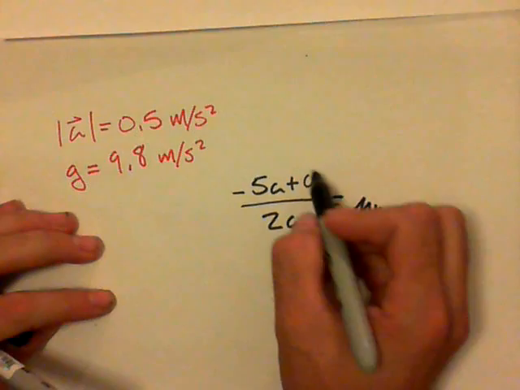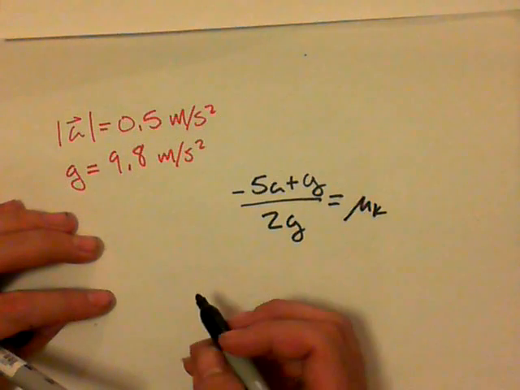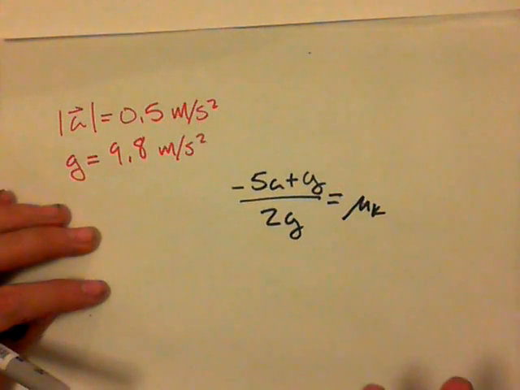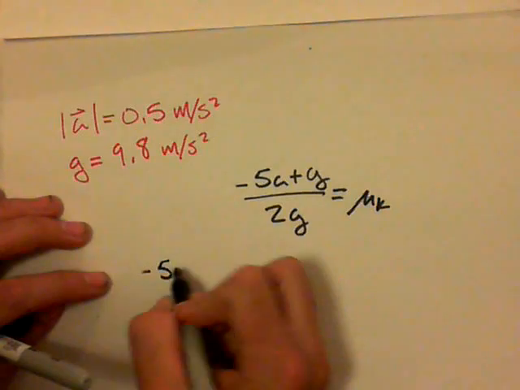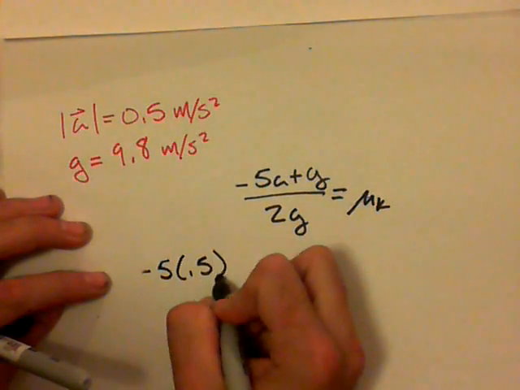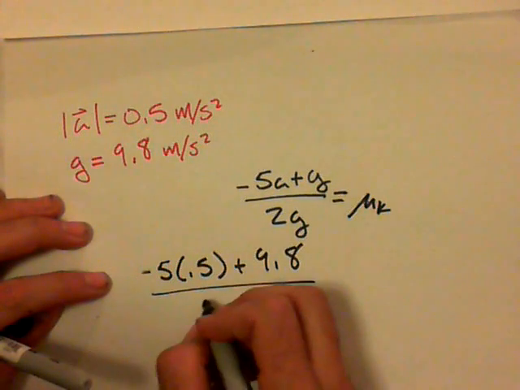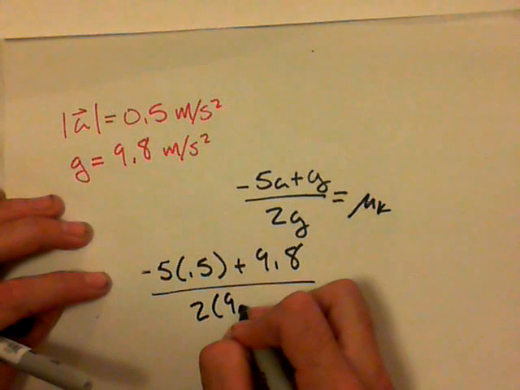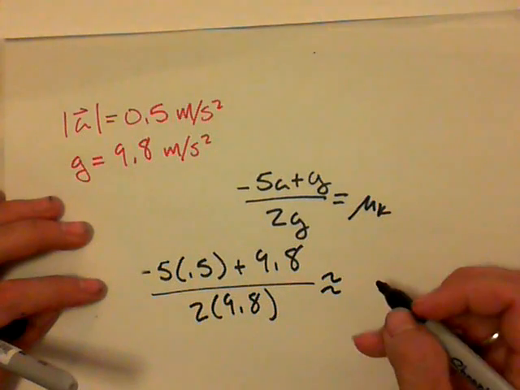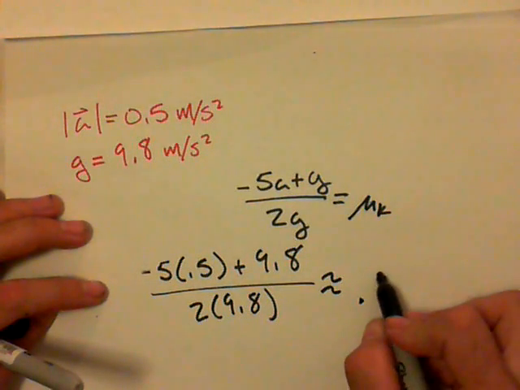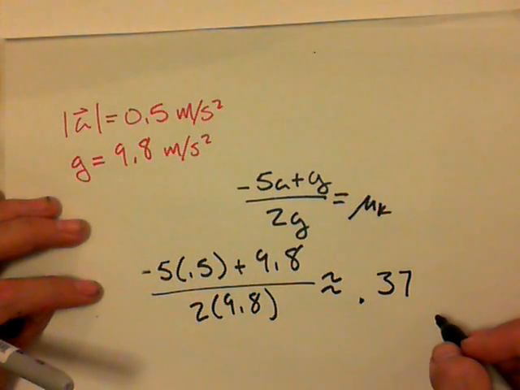And this is really the hard part, was getting to this, and not even getting the algebra. Really, it's just the setup that's the most dangerous part. The algebra is tricky, but it's not conceptually tough. So divided by 2 times 9.8, which should give us somewhere in the ballpark of 0.37. All right, and I think that's it.